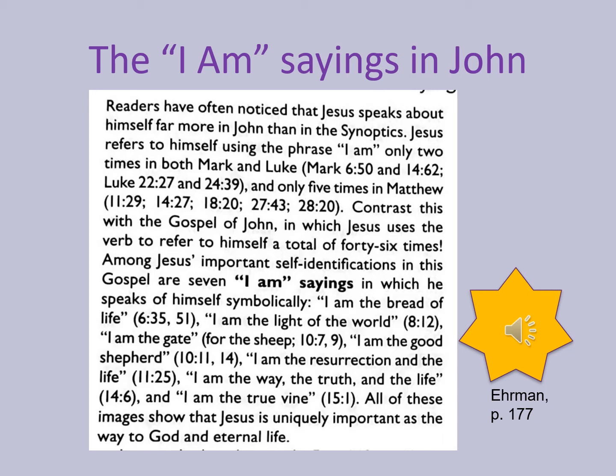So he says "I am," and then there's a metaphor. And these are: I am the bread of life. I am the light of the world. I am the gate for the sheep. I am the good shepherd. I am the resurrection. I am the way, the truth, and the life. And I am the true vine. So all of these special seven "I am" symbolic sayings show Jesus as uniquely important as a way, a gate, a path, a means to God and to eternal life.